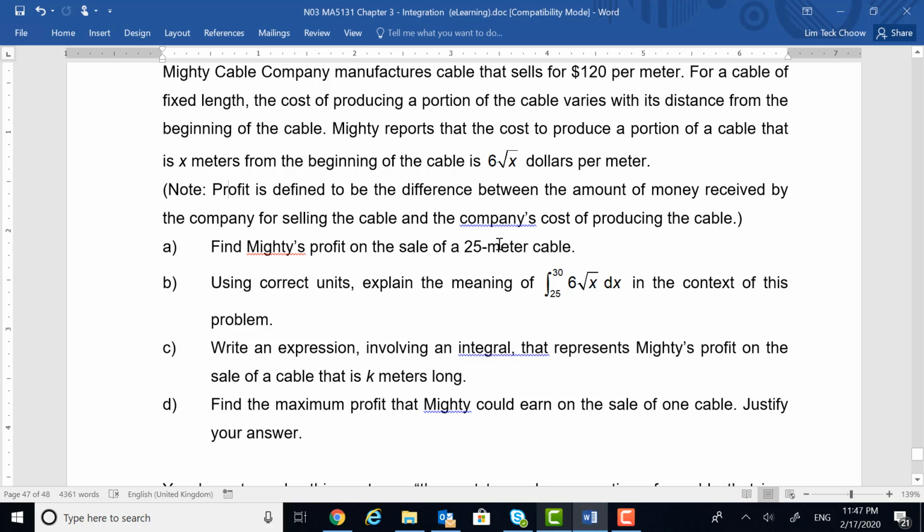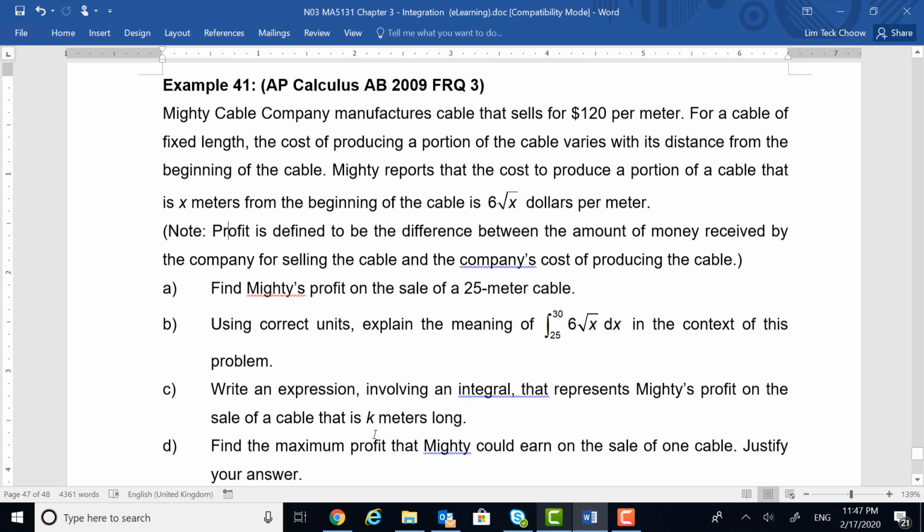And this question comprises 4 parts: finding the profit from selling 25-meter cable, and then asking for the meaning of this integral, and then part C, and then part D. So let me read for the lower first, and then we can do it together.